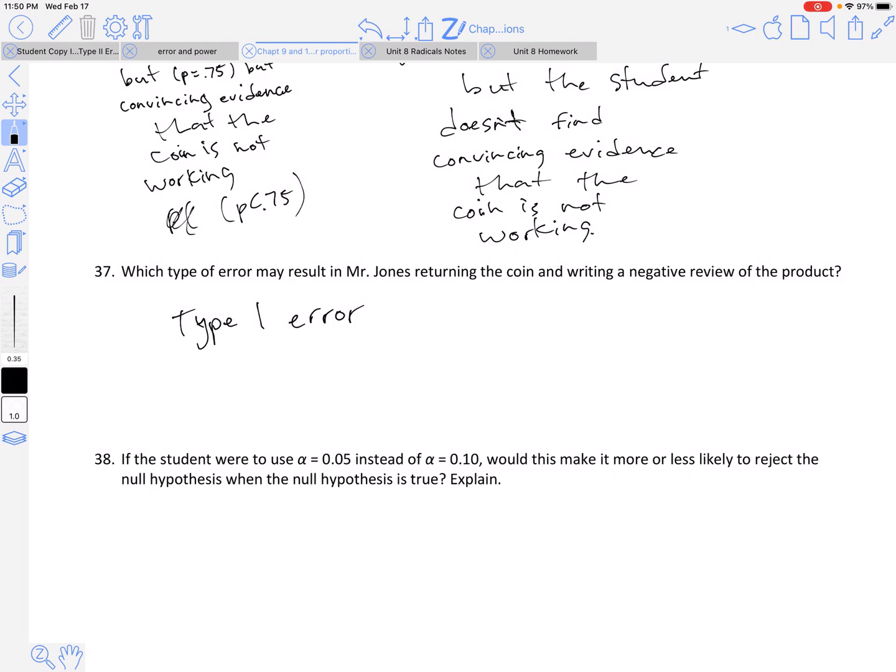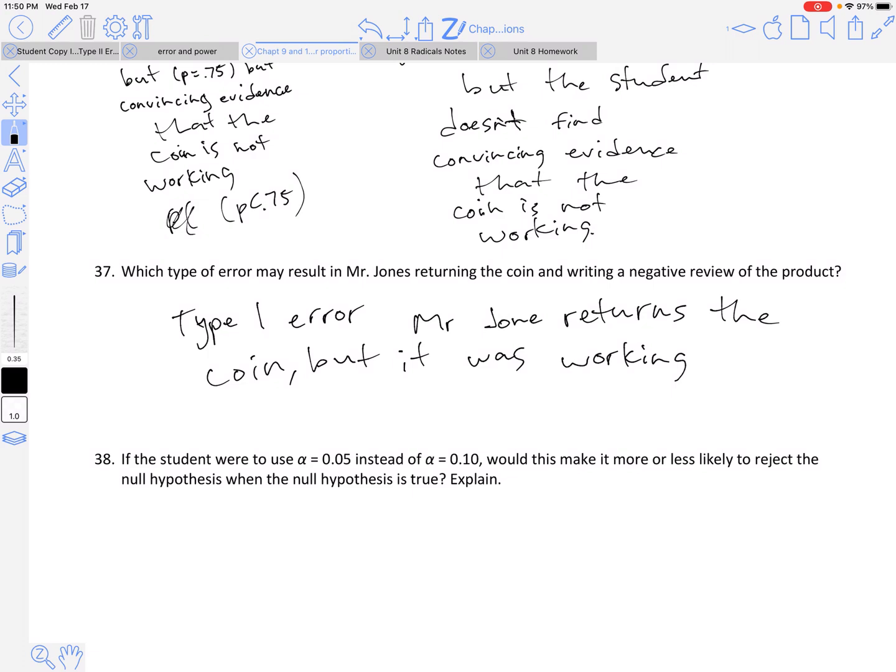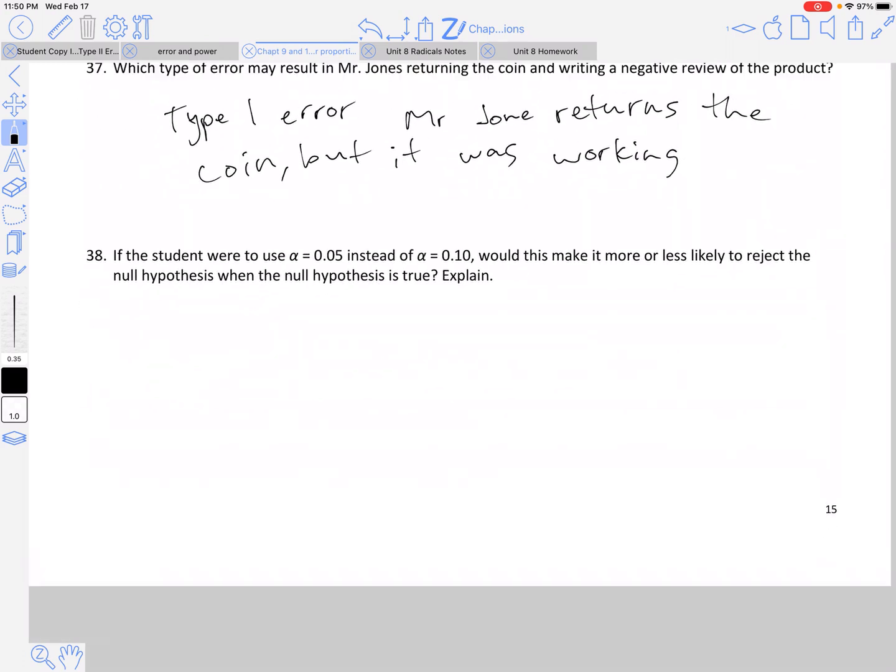Think about that. Why? Because Mr. Jones returns the coin. He thinks it doesn't work. He rejected the null. But it was working. He returned it, but it was working. He thought it didn't, and he gave a bad review. It really was working. Okay.